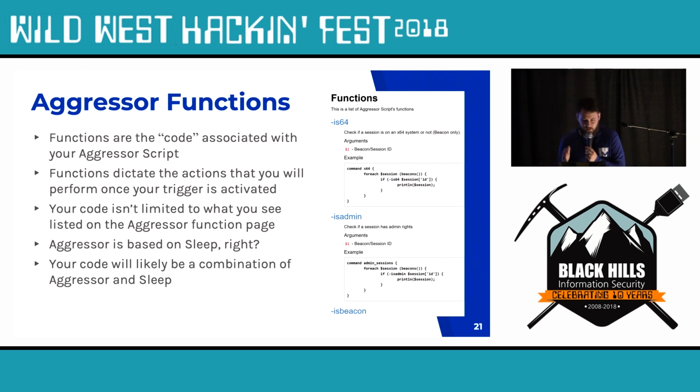So it's kind of complicated, kind of confusing, but as you can see there's a check there for isAdmin. So that's an Aggressor function that says, check to see if this user session that comes in has admin rights, right? Check to see if this beacon came back as an admin. If it did, we can set up certain conditional statements to say, hey, if this is an admin, let's dump passwords right away.